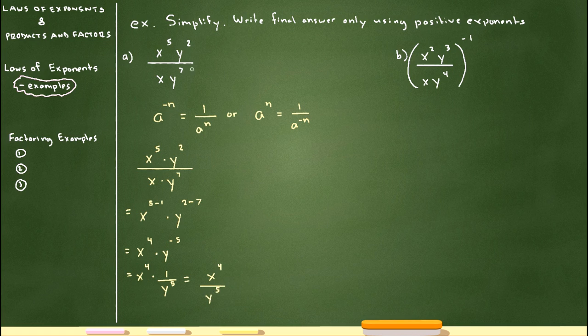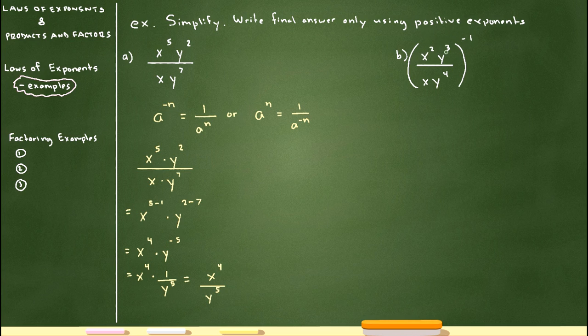So that's example A. Now, in example B, we have a few more rules that we need to apply. And there's going to be a number of ways you could go about this particular problem. You could work within the parentheses first, and you see x squared divided by x and y cubed divided by y to the fourth. Maybe you could simplify those and then apply this outside power. Or it's also appropriate to apply this outside power first. And that's how I'm going to go about this problem.